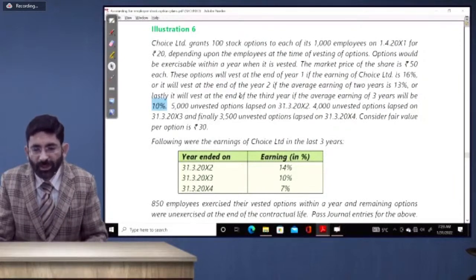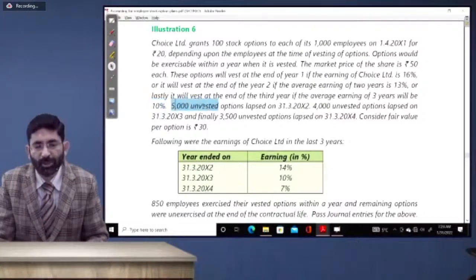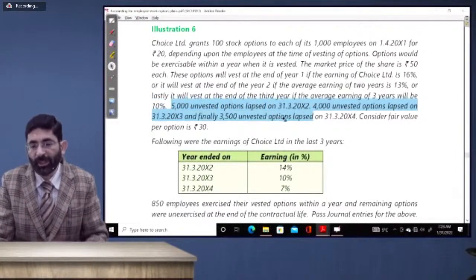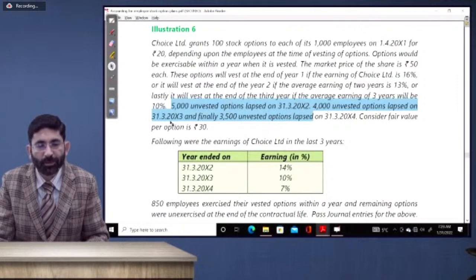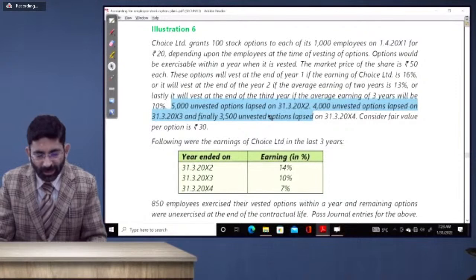So it doesn't recognize how much is the earning of the company. We will go for the hardcore information that is given to us: 5,000 options lapsed on 31st of March 2012, 4,000 unvested options lapsed on 31st of March 2013, and finally 3,500 unvested options lapsed on 31st of March 2014. That is the information given to you, and we have to go according to that information only. We don't have to consider anything else.